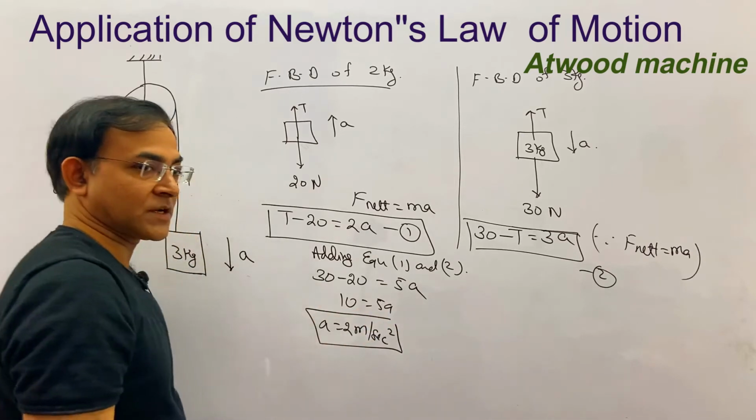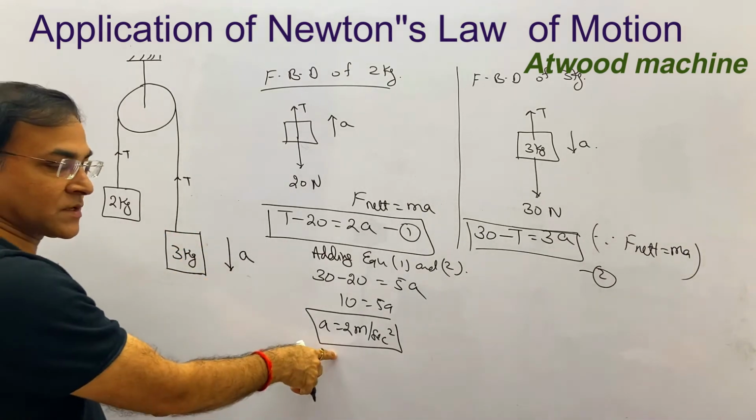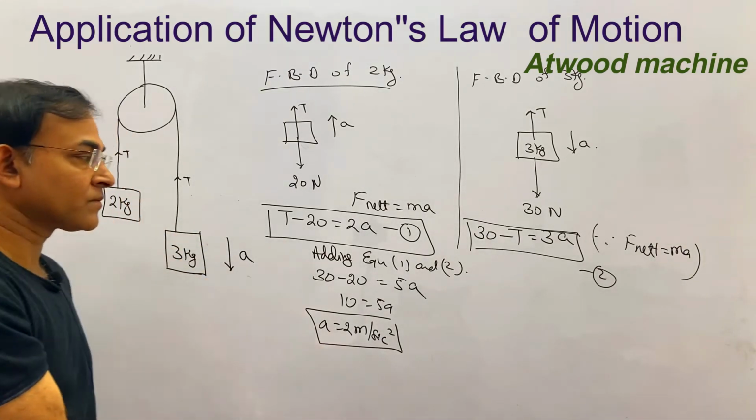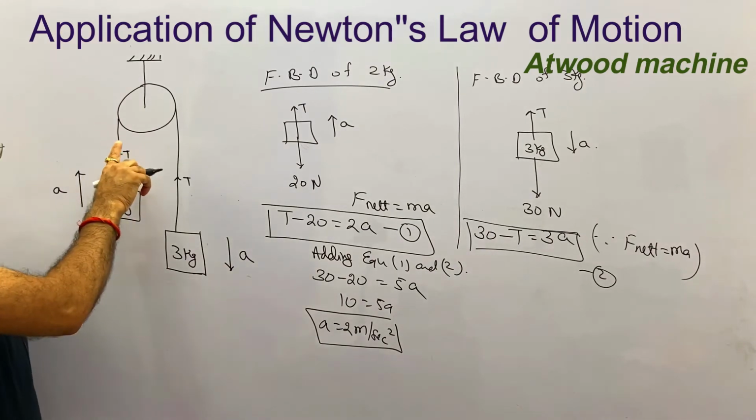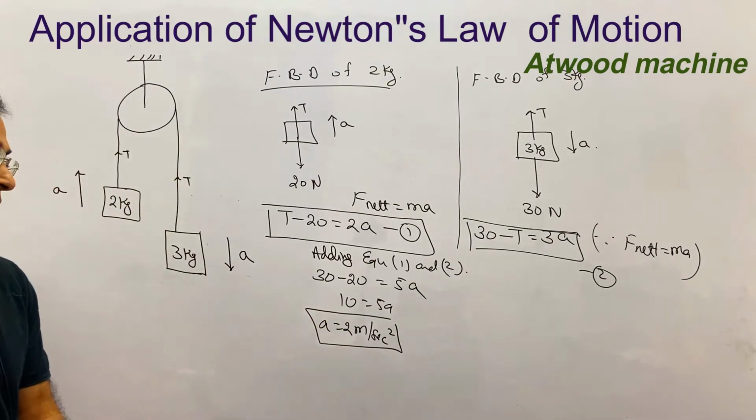We are getting the acceleration of 2 meter per second square. So the 3 kg will move down with an acceleration of 2 meter per second square, while the 2 kg moves in the upward direction with the same magnitude of acceleration, 2 meter per second square.